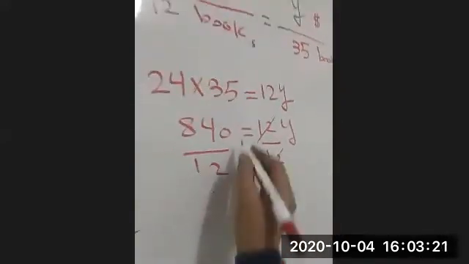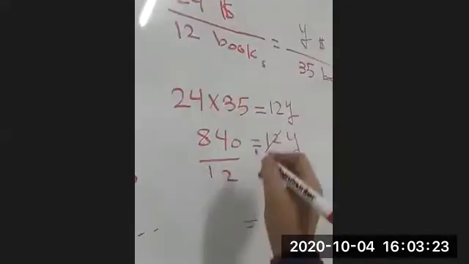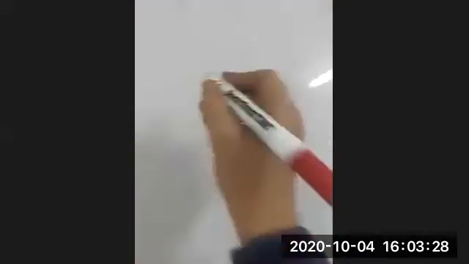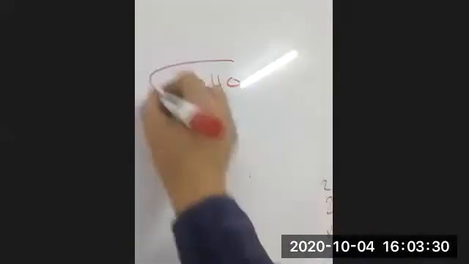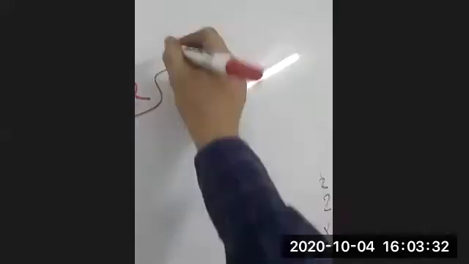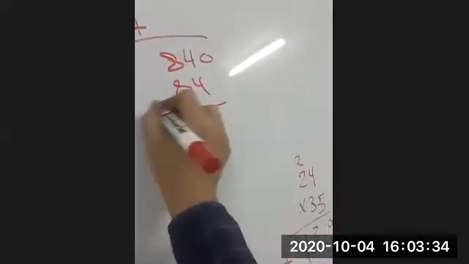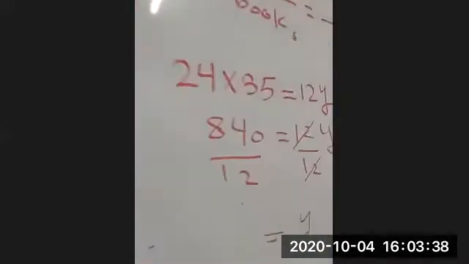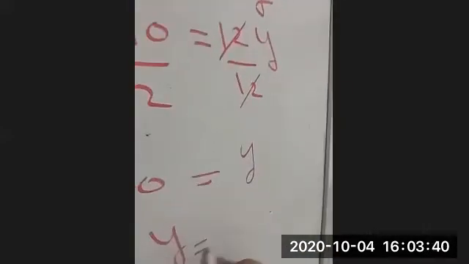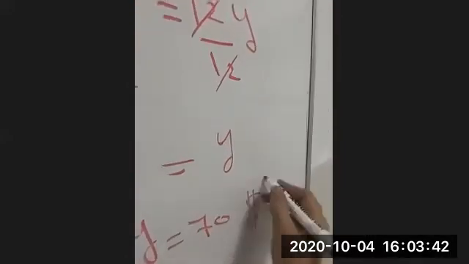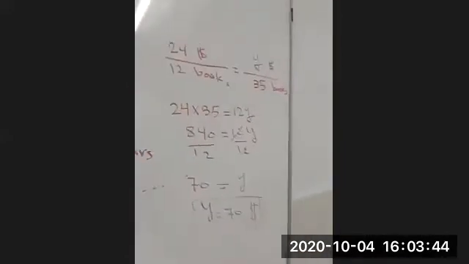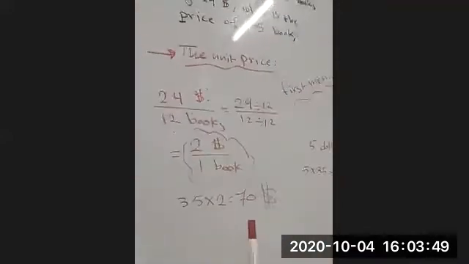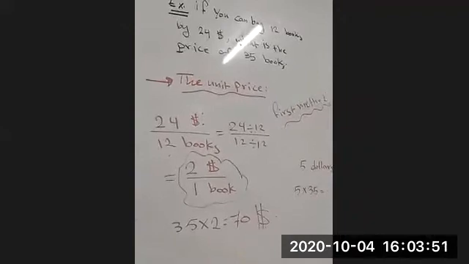And here we make long division. 840 divided by 12. 84 divided by 12 is 7. 84, subtract, 0, 0, 0 in the quotient. How much? 70. So y equals 70. What? $70. Now, in the second method, I have 70, and in the first method also, 70.